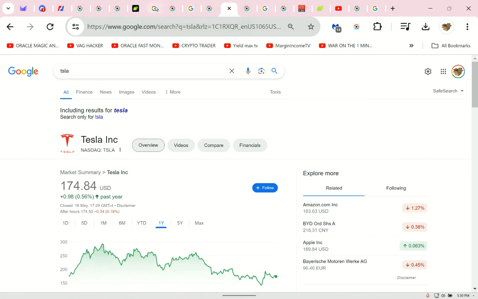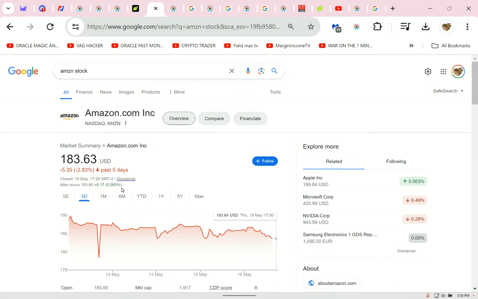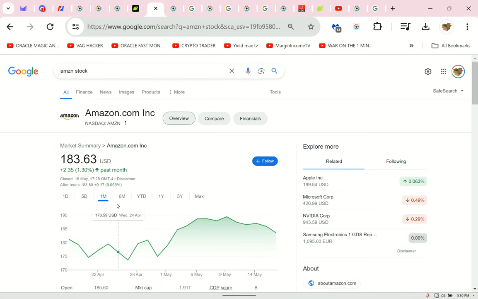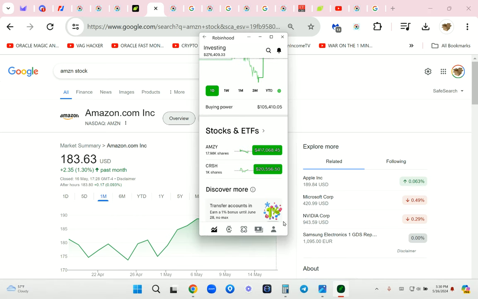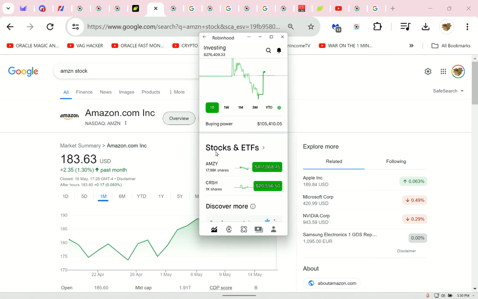Okay? The problem with Amazon is that the expectation bar is so high that it's going to be really hard to achieve it.